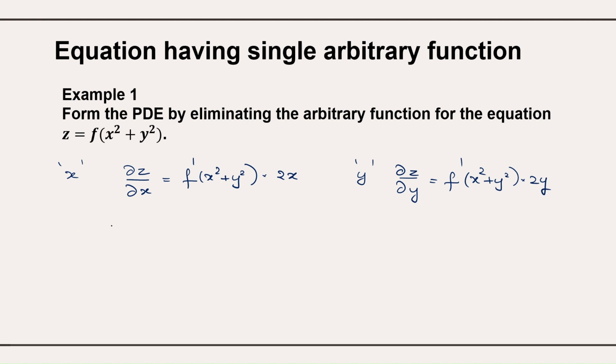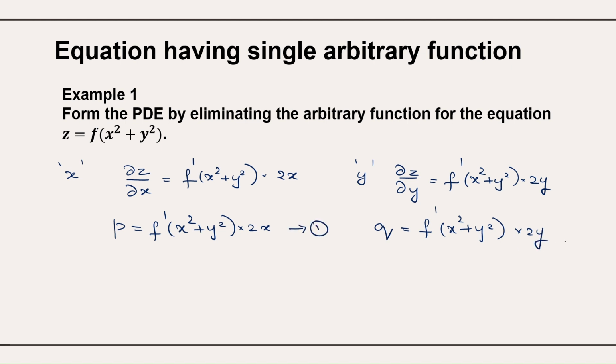So now here we can use the usual notation dou z by dou x as p, which is equal to f dash of x square plus y square into 2x. Similarly, we can represent dou z by dou y as q, which is equal to f dash of x square plus y square into 2y. Let us mark this equation as 1 and this equation as 2. Out of these two equations 1 and 2, it is easy to eliminate the function f here.